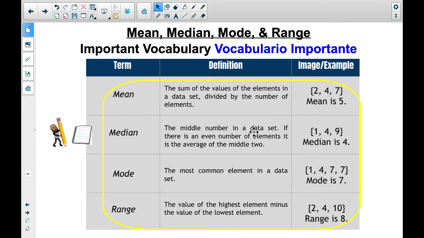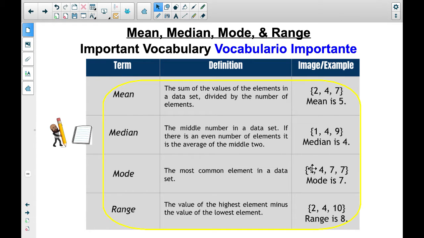Now, for median. Median is the middle number in a data set. If there is an even number of elements, it is the average of the middle two numbers. What that means is, if you have two middle numbers, you find the average of those two middle numbers by adding them and dividing by 2. In this very simplistic example, if you have 1, 4, and 9, 4 is the middle, so the median is 4.